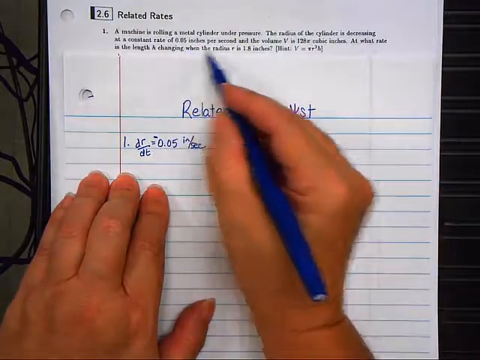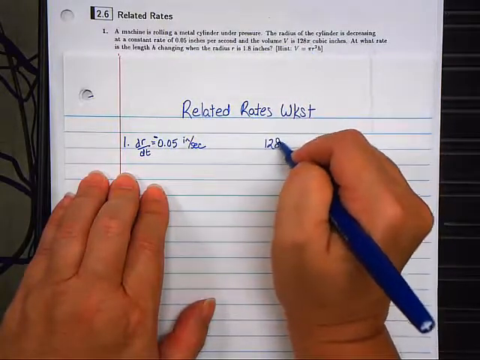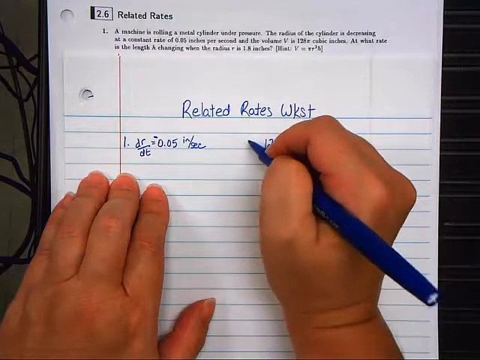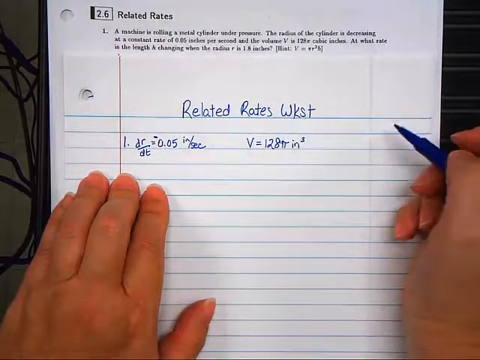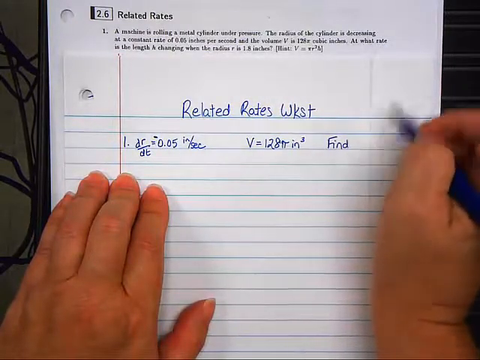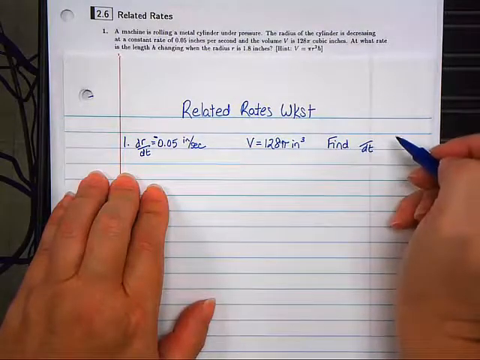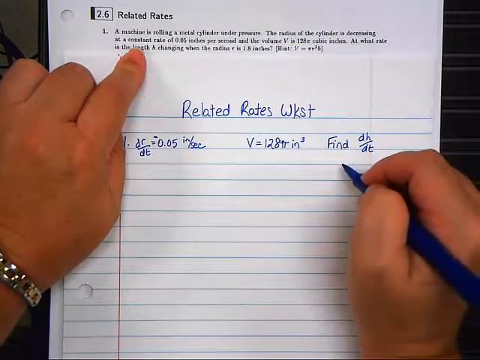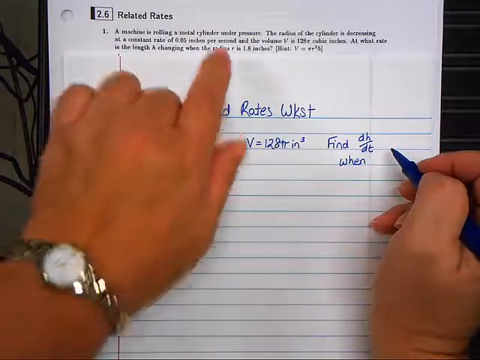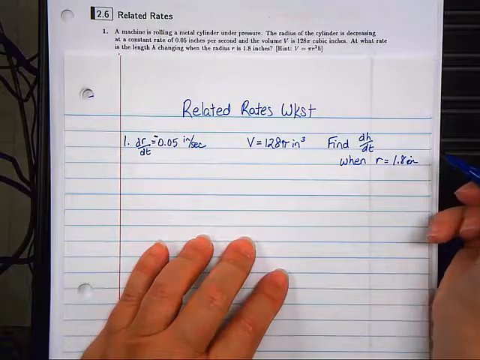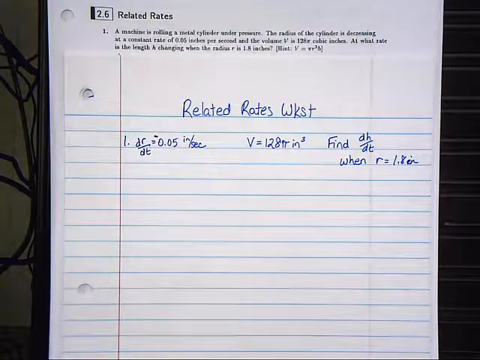What's the next number? The 128 pi inches cubed. Is that dv dt or just v? That's just v. Now it's starting to ask the question, at what rate is the length h changing? So find a rate, so it's dh dt, and it tells you to use h. Well, that's kind of nice of them. Find dh dt when, because there's always a stipulation, the radius r is 1.8 inches. Okay, we've identified all the numbers. Is everybody with me so far?